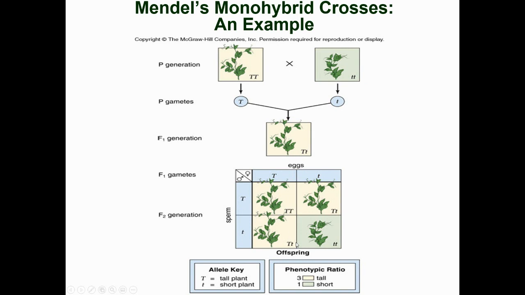My phenotype ratio: when I have the dominant allele, it masks the expression of this lowercase allele. I don't see that small t. I don't see a short gene. It masks its expression. It wins. And all of these are tall plants. So phenotype ratio is 3 tall to 1 short, or 75% tall, 25% short.